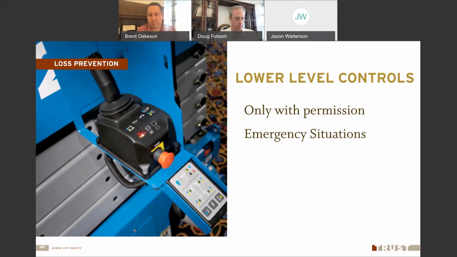Or if somebody were to have a medical condition or something up top, they couldn't physically operate the controls, then you could obviously do what you need to get them back down. But that's what those lower controls are really only for, to make sure they're used for rescue or emergency type situations.